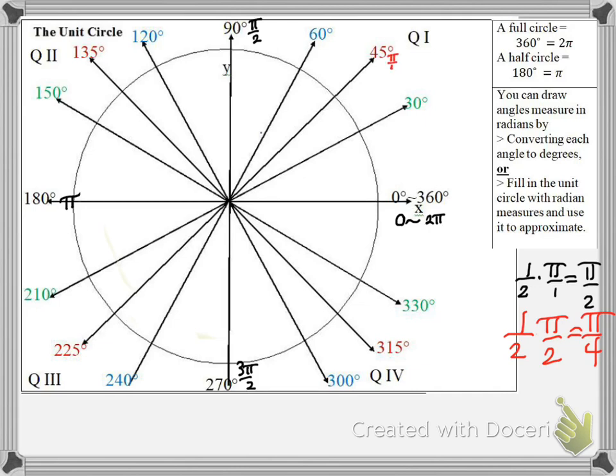pi over 4. So if I'm going around my circle, I could say I have 1/4 of pi, 2/4 of pi, which 2/4 of course reduces to 1/2. Then I could say I have 3/4 of pi.